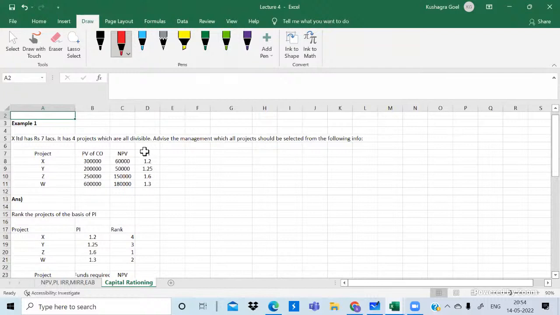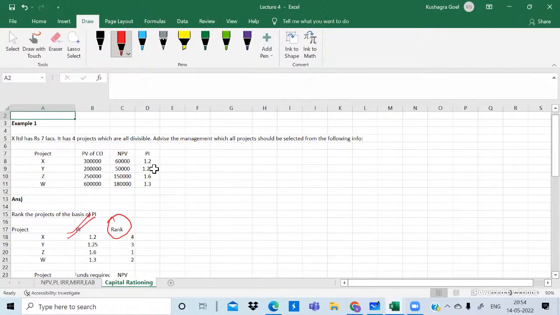I will calculate the profitability index. Because when you have limiting factors, you try and take a decision on the basis of profitability index, because it tells you for every 1 rupee of investment, how much money you are generating. How much is your cash inflow? So let's say the profitability index is given or you calculate it, and you get the following profitability index. For project X it's 1.2, Y it's 1.25, Z it's 1.6, and W it is 1.3. Now, once you calculate your profitability index, you'll do ranking. You'll rank the projects on the basis of profitability index.